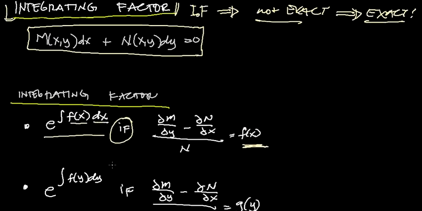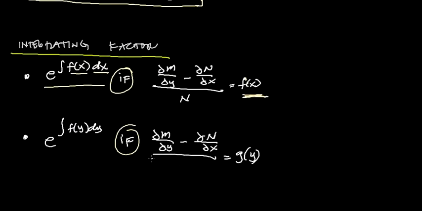Okay, and then if this partial derivative of M with respect to y minus the partial derivative of N with respect to x, all over negative M, yields a function of y alone, purely y, then we will use this as our integrating factor, e raised to the integral of g of y dy.